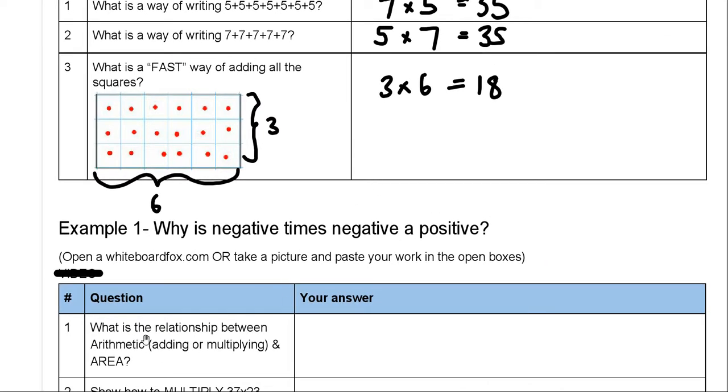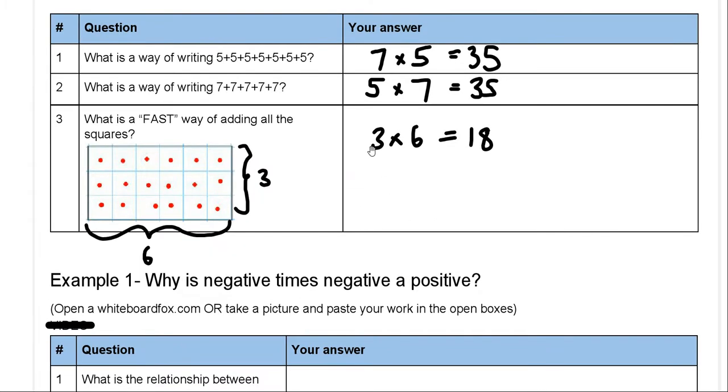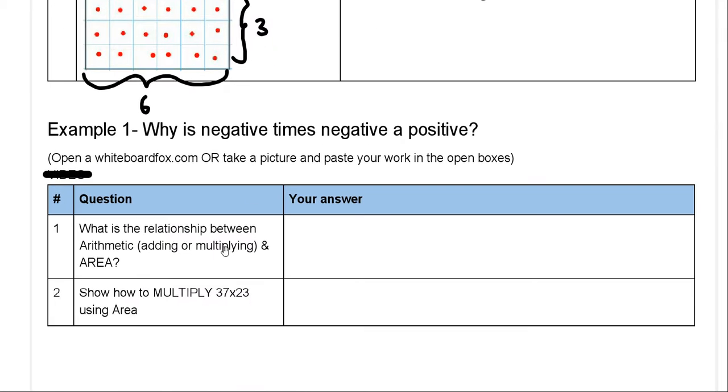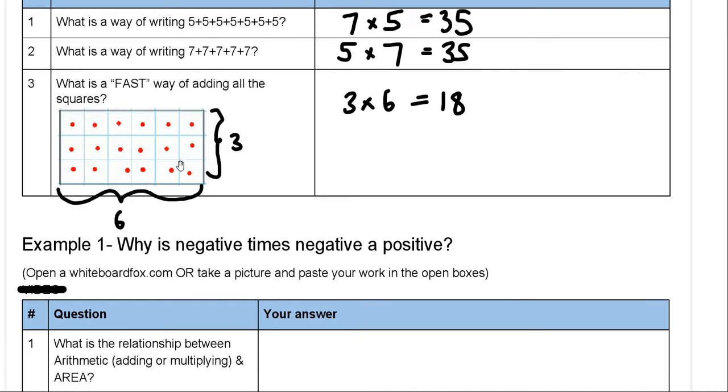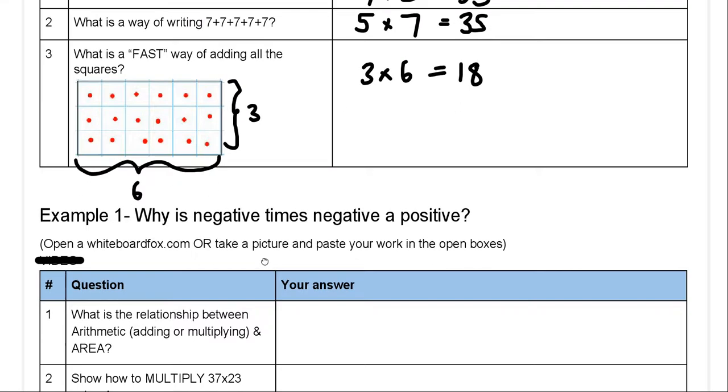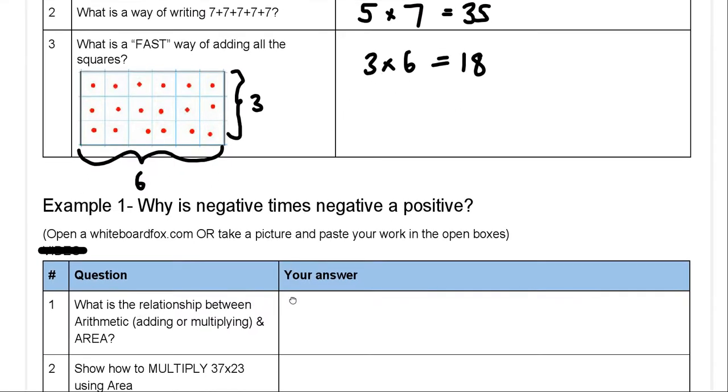It begins with understanding the relationship between arithmetic, which is adding and subtracting, or basic addition, and it leading to the idea of multiplying, which, why would you multiply? What could be considered fast ways or efficient ways to calculate areas. So it says, what's the relationship between arithmetic, adding, or multiplying an area? Well, we can use multiplication to count up areas, or we can use area to represent multiplication.